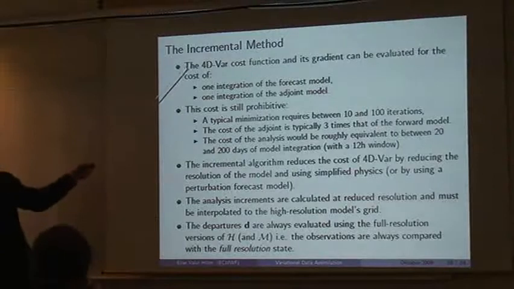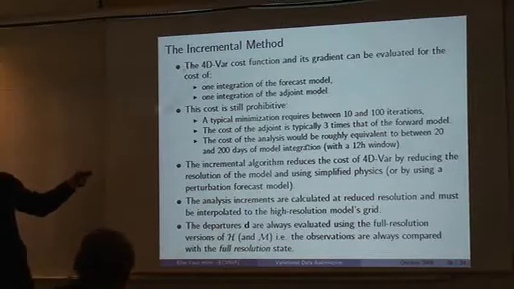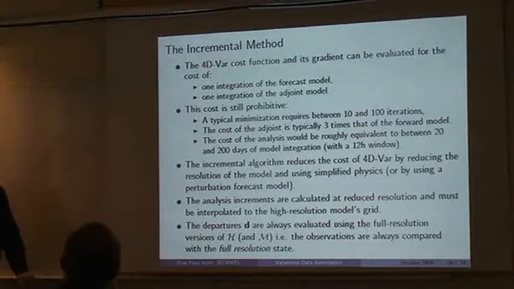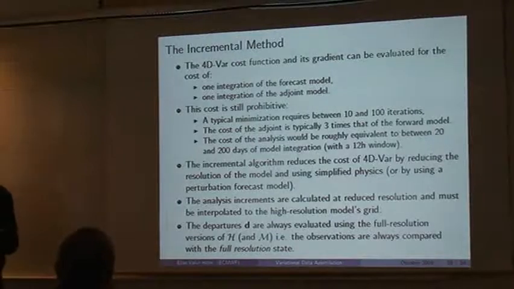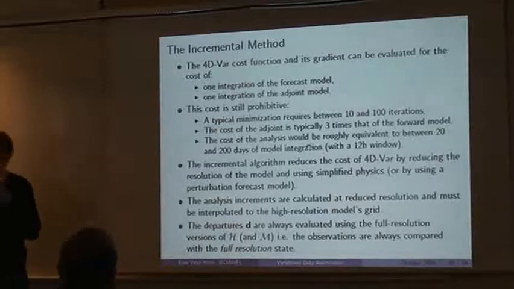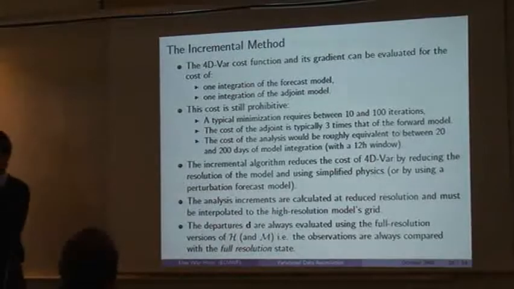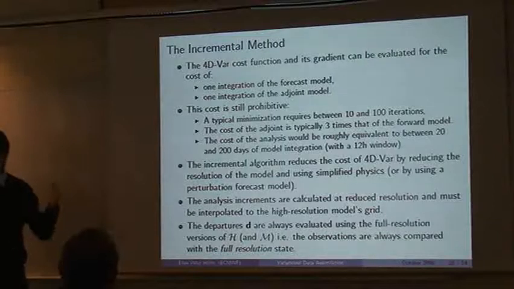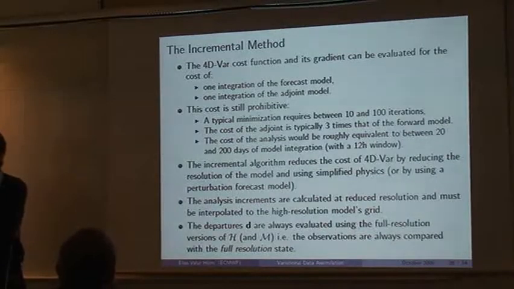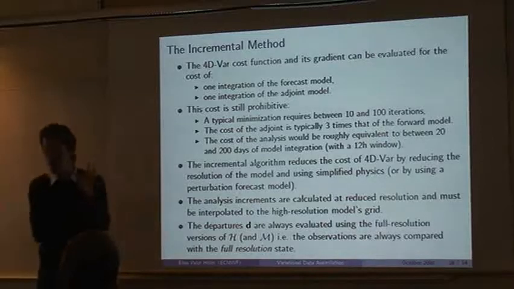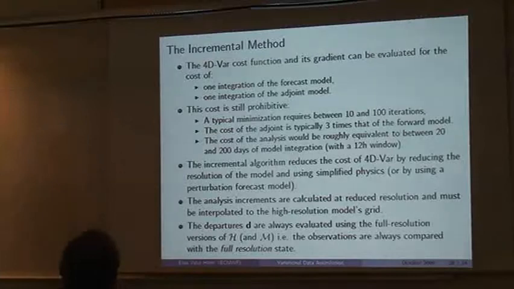So the point is that if you do minimization, you need between 10 and 100 iterations for the thing to converge. And if you take into account that the linear model may be twice as expensive or 1.5 times as expensive, and the adjoint model 3 times as expensive as the nonlinear model, you end up with, let's say, 4 times, just to do one minimization over 12 hours, 4 times a 12-hour forecast equivalent. You need to do this 100 times, you end up with the equivalent of between 20 and 200 days of model integration. It's not very useful if you've just got 1 hour to get everything ready and then do a forecast.